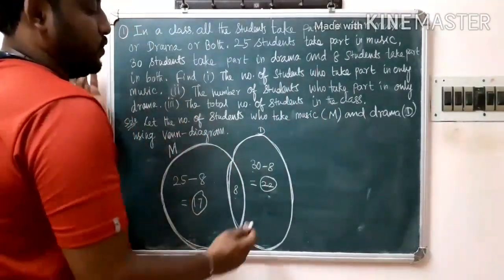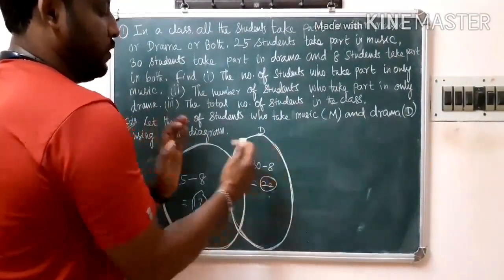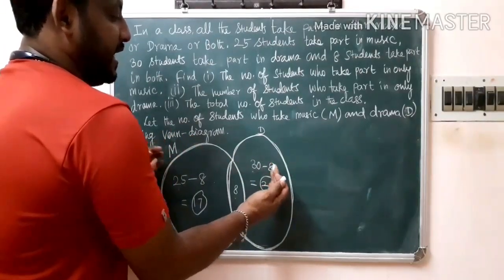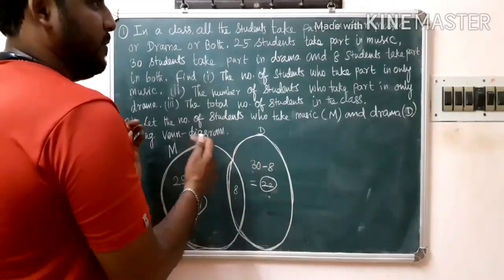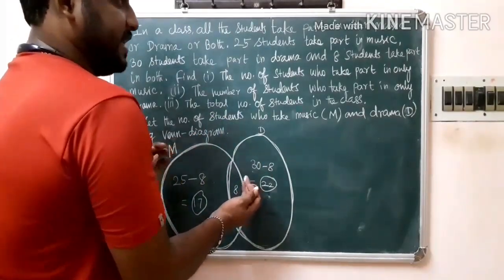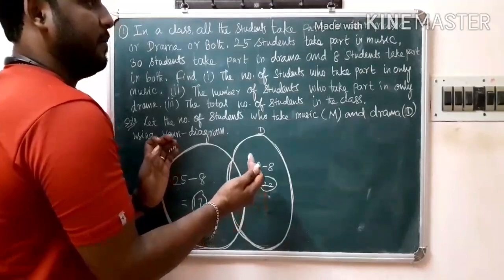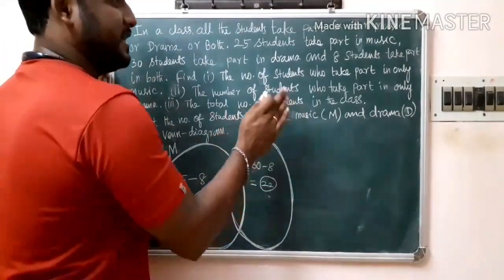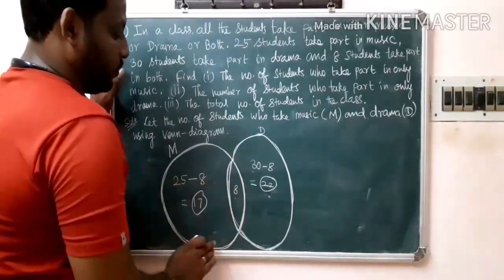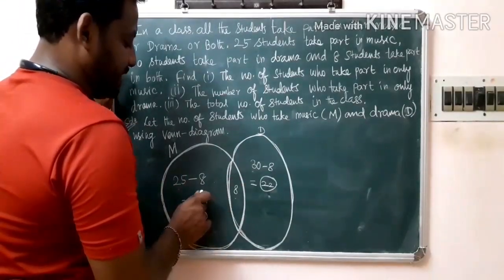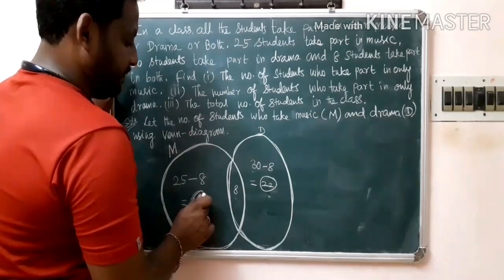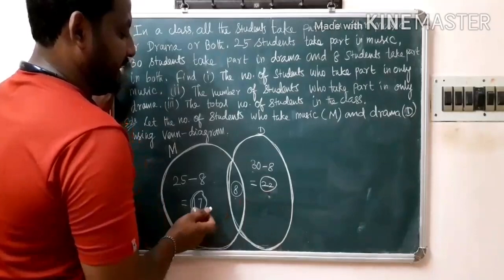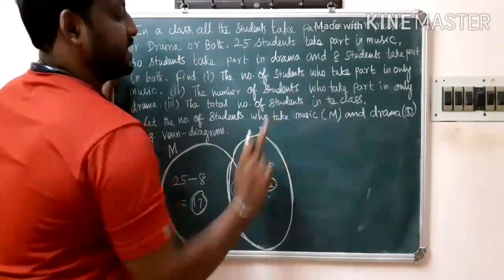And then the third question, the total number of students in the class. The total number of students means we have to find out the whole set, that means A union B. We know the formula: n of A union B is equal to n of A plus n of B minus n of A intersection B. In that formula, that means the results. Here we are going to add these three numbers only: 17, 8 and 22. These three numbers should be added for the total number of students in the class.